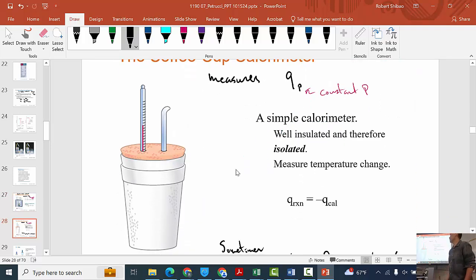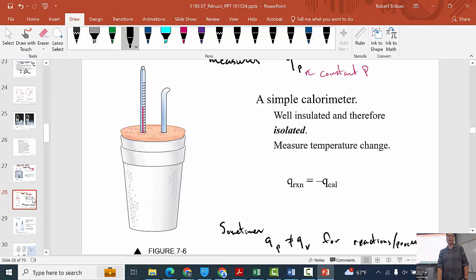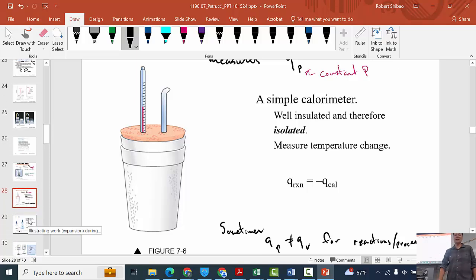Well, we don't know because it depends. Are you doing it in the bomb, or are you doing it out in the lab? Do most reactions occur in a bomb, or most reactions occur in the lab? Most reactions occur in the lab. And in the lab, when you do a reaction, do you do it in a bomb? No, you just do it right. We don't do it in a bomb. And so if that's the case, then if you generate a gas, what happens to that gas?